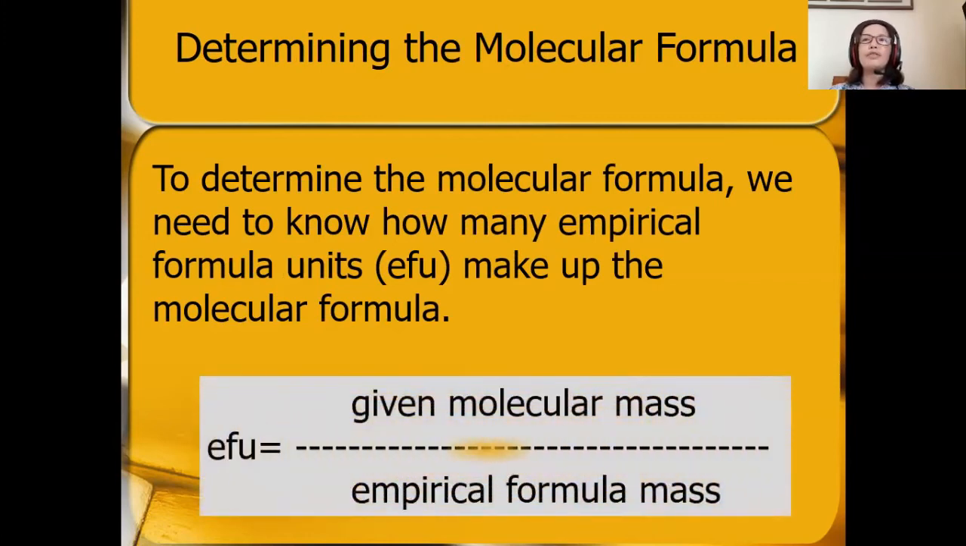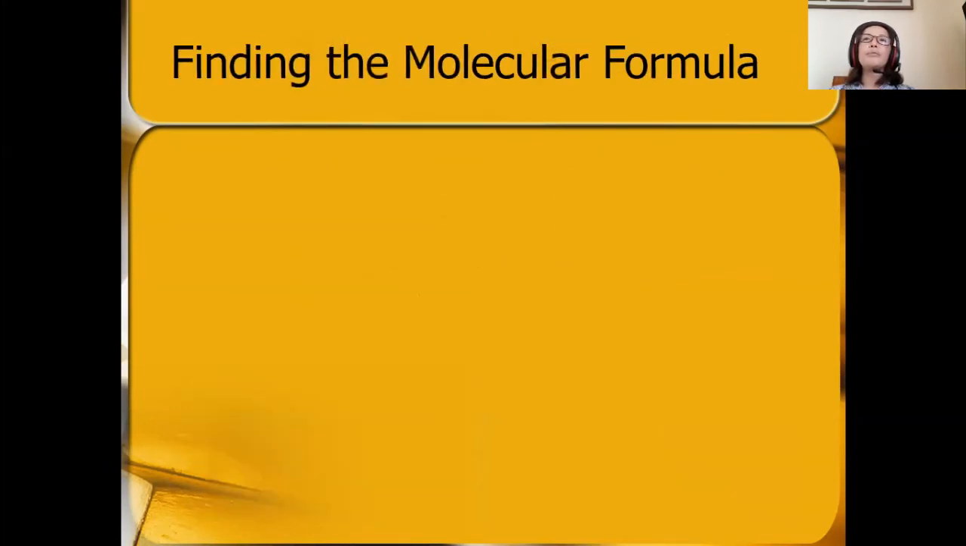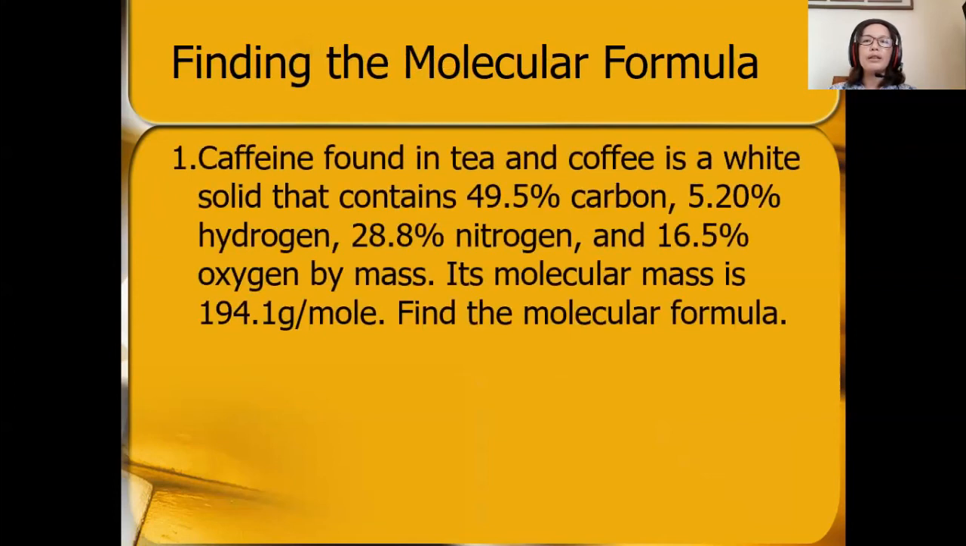To find the EFU, you divide the given molecular mass by the empirical formula mass. Okay? So after finding the empirical formula, you will get the empirical formula mass because you will use that in finding the empirical formula unit or the EFU. So in determining the molecular formula, you will see that in the problem, there is an additional given, and that is the molecular mass of the compound.